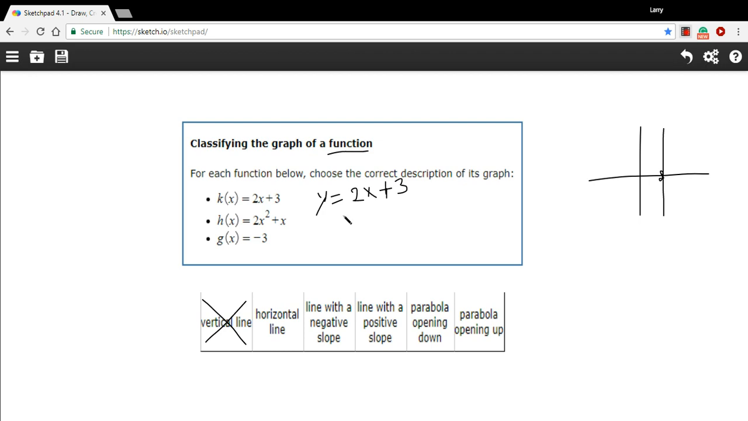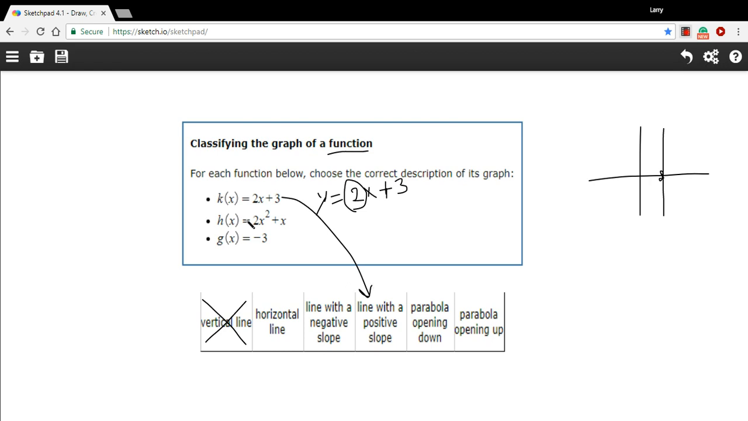To know whether the line has a positive slope or a negative slope, you need it to have been solved for y. And this is, so it's got the x and the other number on the right and the function or the y part on the left. And when it's in that form, you just look at the number that's been multiplied by x. That's your slope. In this case, it's a positive 2. So this is a line with a positive slope. So that's how we would classify that one.